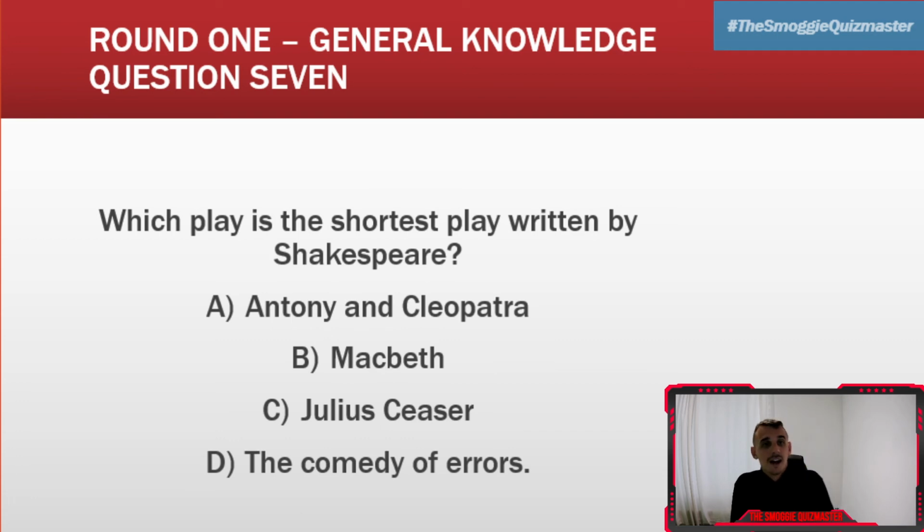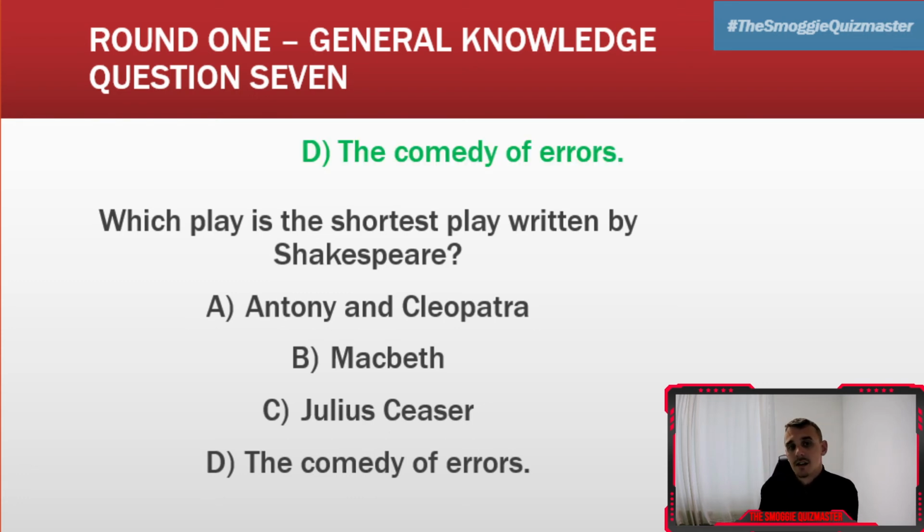No. Question 7. Which play is the shortest play written by Shakespeare? Is it A, Antony and Cleopatra, B, Macbeth, C, Julius Caesar, or D, The Comedy of Errors? It is D, The Comedy of Errors.